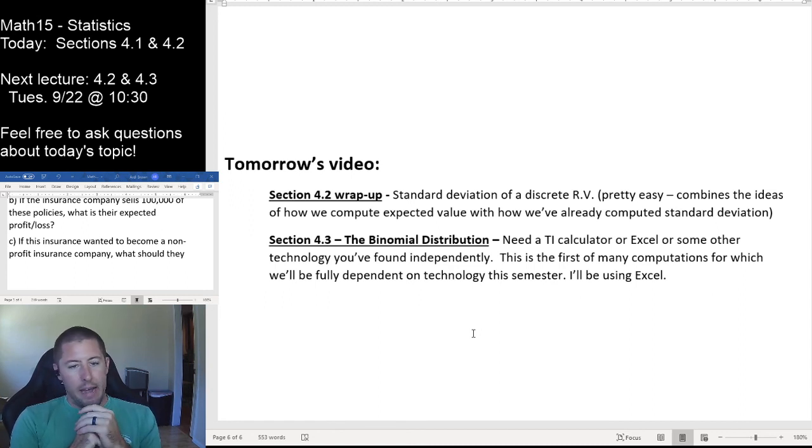Section 4.3, the binomial distribution, is our first formally named distribution. We said what a probability distribution is today in general, but there's a bunch of special ones that come up over and over again. So the first special one that we're going to see that gets a special name is the binomial distribution.